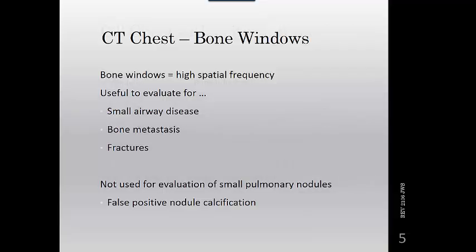A bone algorithm is sometimes submitted to the radiologist for viewing, and these are useful to evaluate small airway disease, bone metastasis, and fractures. Bone algorithms are not used for the evaluation of small pulmonary nodules because they can give a false positive when the nodule appears calcified. And we'll discuss pulmonary nodule CT protocols in the pathology course because there's a whole section on that.